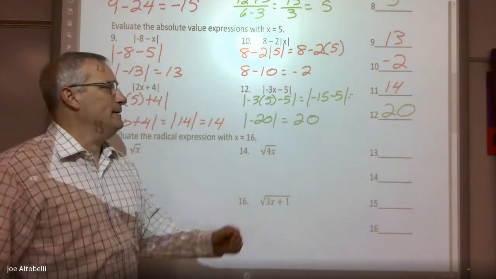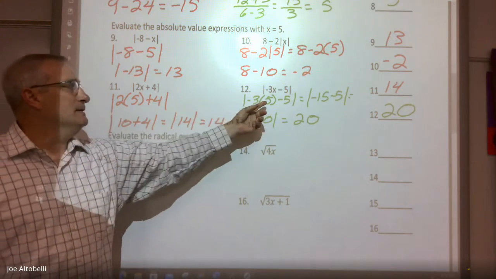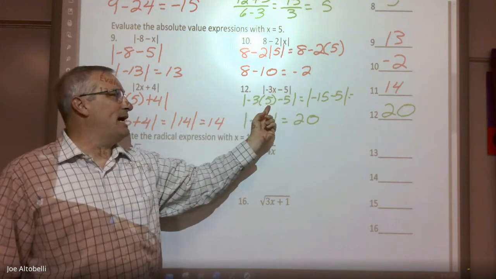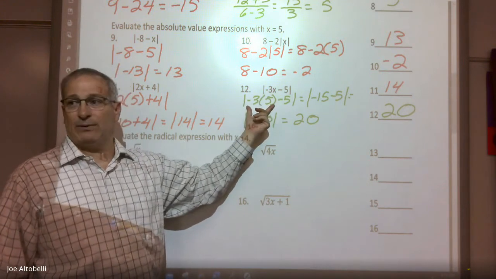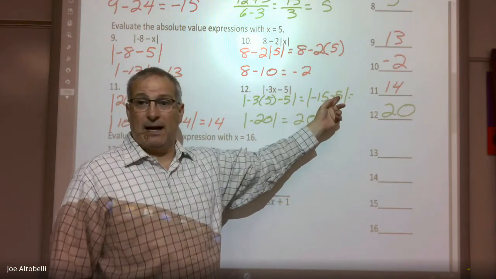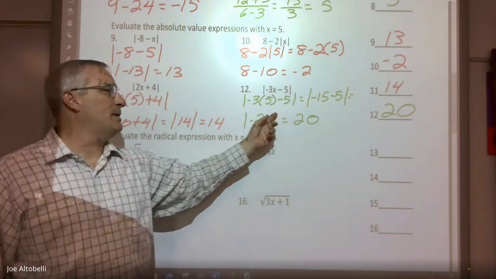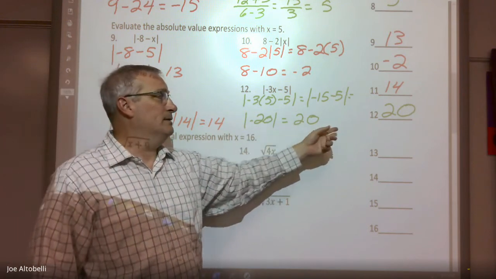Hopefully you got 20. If not, you really need to pay attention. Okay? So we substitute the 5 in for the x. This is 3 times x, so it's a -3 times x, so it's a -3 times 5. That is -15 minus 5. And -15 minus 5 is -20. Absolute value of -20 is 20.